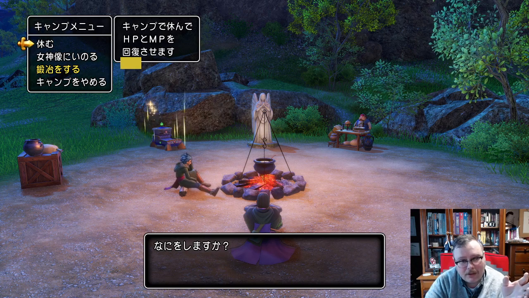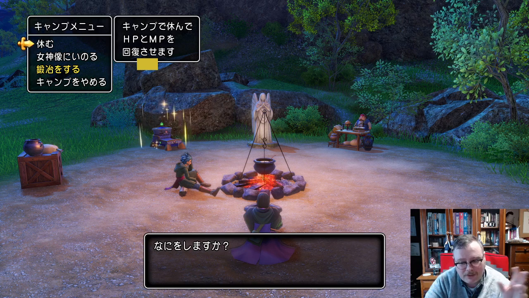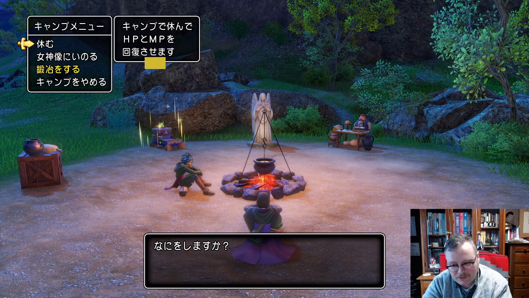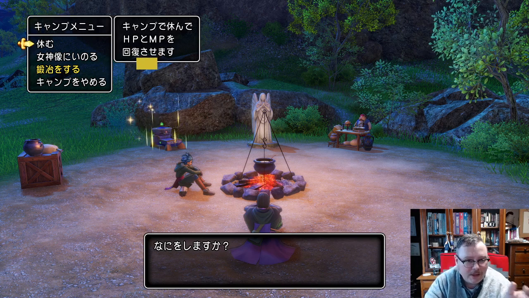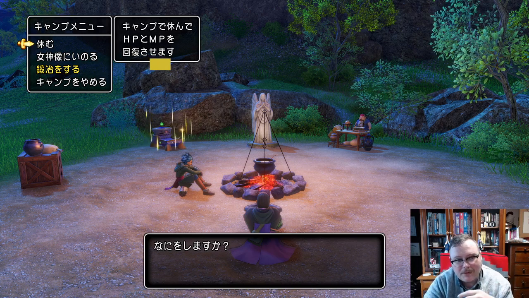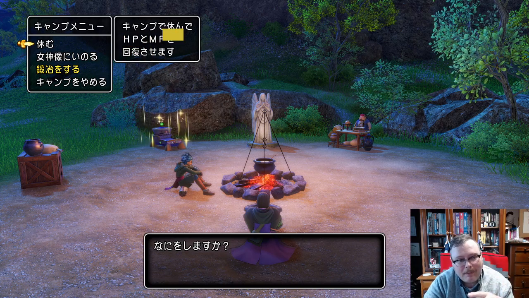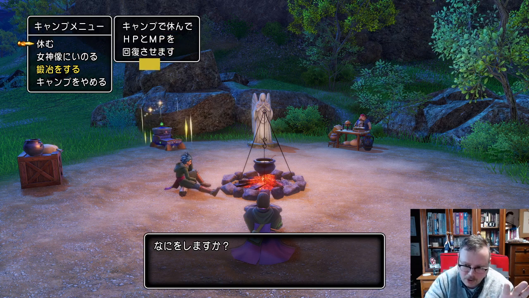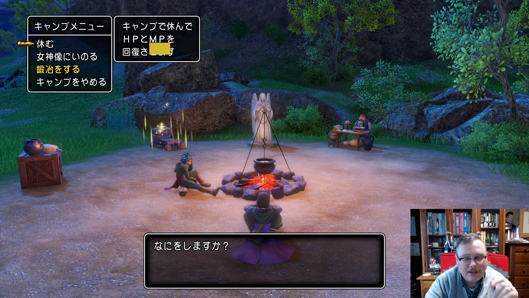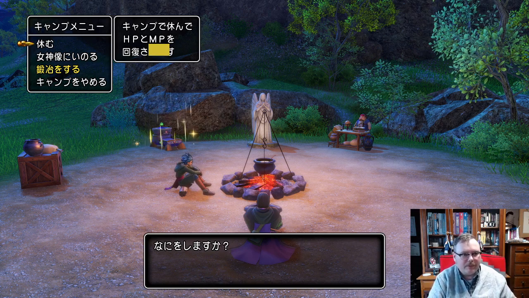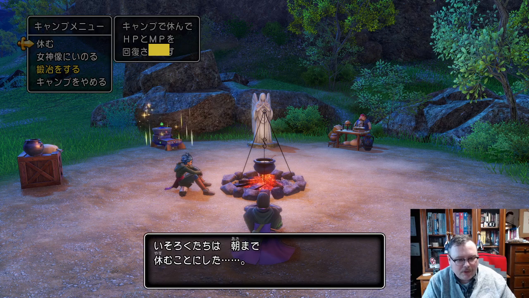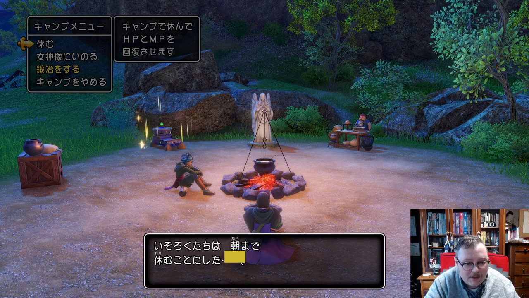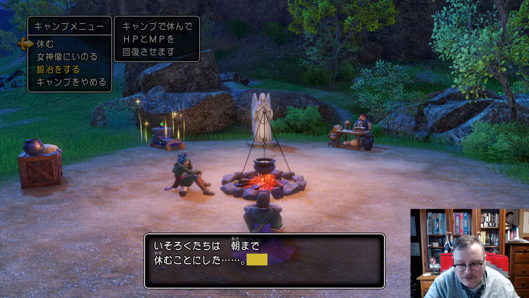This is a Chinese verb. Kaifuku. Kaifuku suru means to restore. So kaifuku sasemasu means to force the restoration of something. So campu de yasunde, HP to MP o kaifuku sasemasu means by resting at a camp, you can cause the restoration of your hit points and magic points. There you go. And we'll just camp until dawn. Asa made. Asa means dawn. Made means until.